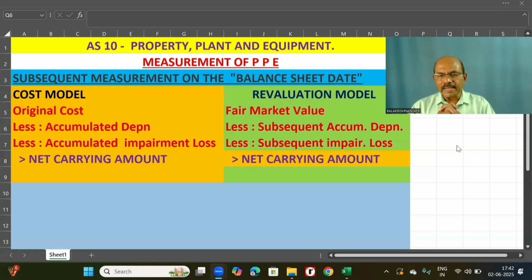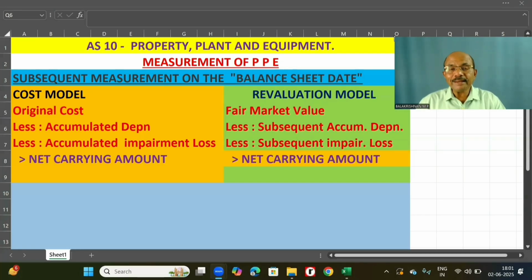And third one, enhanced investor confidence. A revalued asset shows financial transparency. Investors may have more trust in a company with updated and realistic asset valuations.